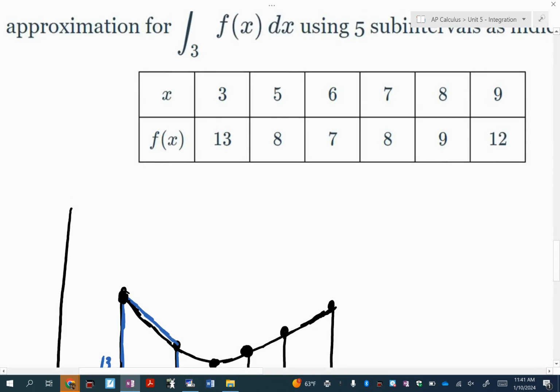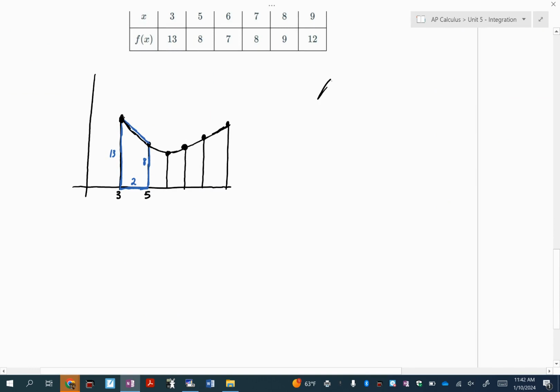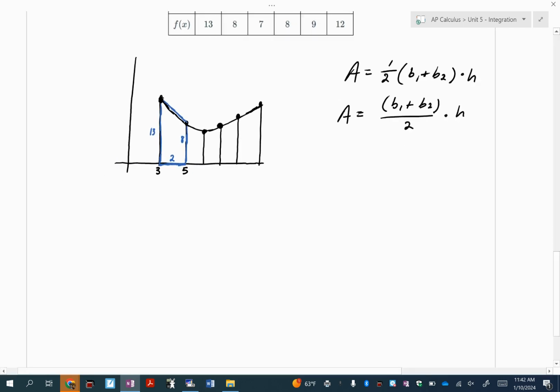Okay? Let's write down the formula for the area of a trapezoid. It's 1/2 times the sum of the bases times the height. Now I'm going to write it a little bit differently when I do my work, because I think it's easier to organize. I'm going to rewrite this as the sum of the bases divided by 2 times the height. But it doesn't matter, that's the same thing. Okay, so can I write the first one for you? All right, so here's the first one. This is going to be trapezoidal.